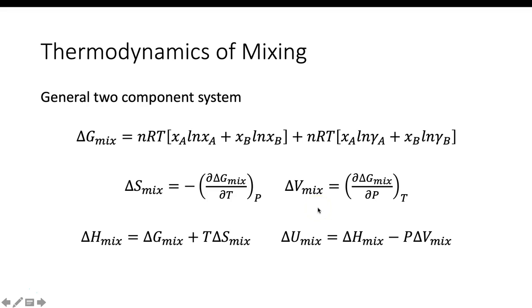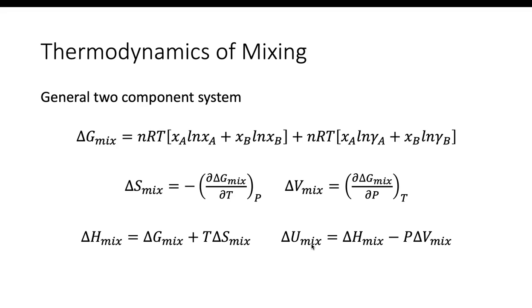Delta V of mixing is the partial derivative of that delta G of mixing with respect to pressure at constant temperature. And then we can rearrange our fundamental equations, definitions of free energy and enthalpy, to solve for the delta H of mixing and the delta U of mixing. So those are the generalized expressions we're going to use.